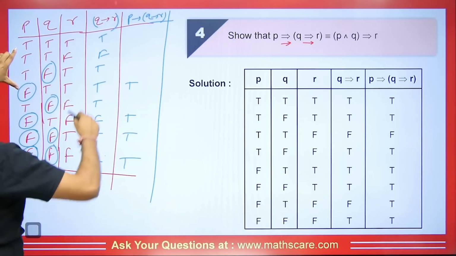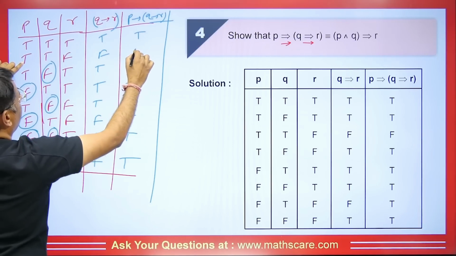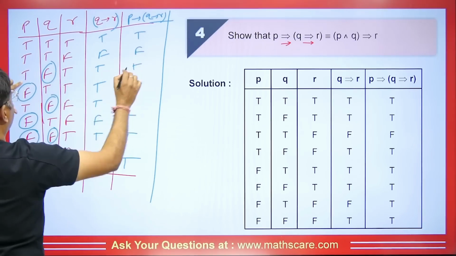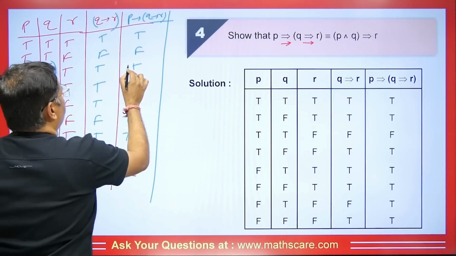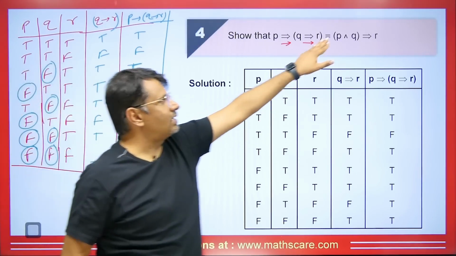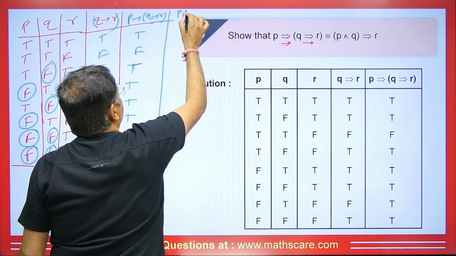If it's true here, then we'll see where it's false. See, it will be true, true, true. If it's true, false, then it will be false. If it's true, true, then it will be true. And if it's true, true, then it will be true. So this will be the final output, right? Now we will talk about this one, okay? We will talk about P and Q, right? Yes, we are talking about P and Q, right?